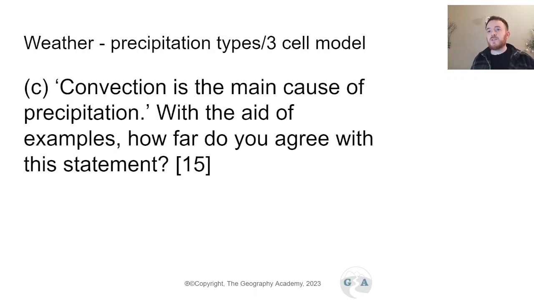This question is about weather, so it's the types of precipitation. Convection is the main cause of precipitation, so here you could talk about different types, but you could also talk about the 3-cell model perhaps, and you could talk about why that changes due to high and low pressure, and then you could talk about frontal rainfall, all that type of stuff.